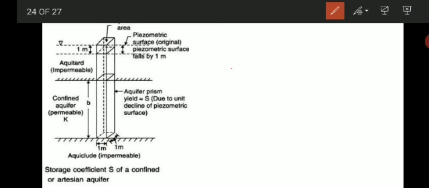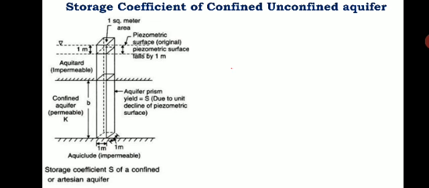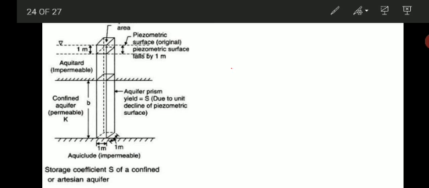Yes. So here the unit area, that is 1 square meter area, is taken. Here this 1 meter by 1 meter cube is taken for observation. This is a confined aquifer we are talking about. Confined means when it is under pressure. Here you can see this represents the impermeable layer, and this is one more impermeable layer.